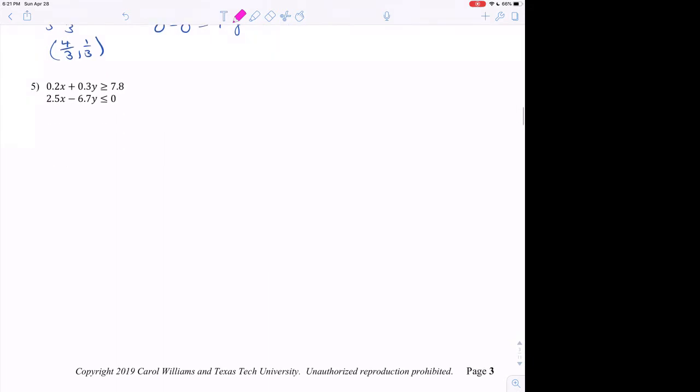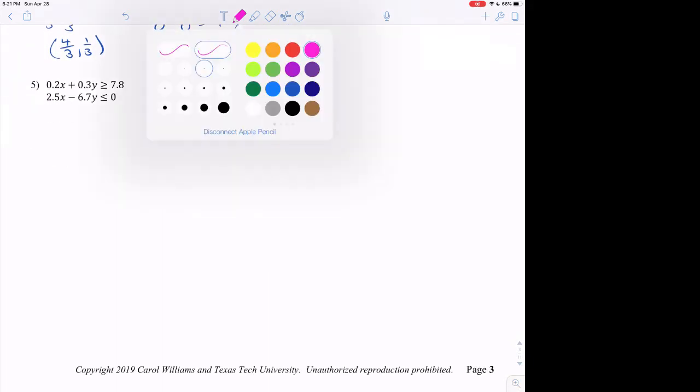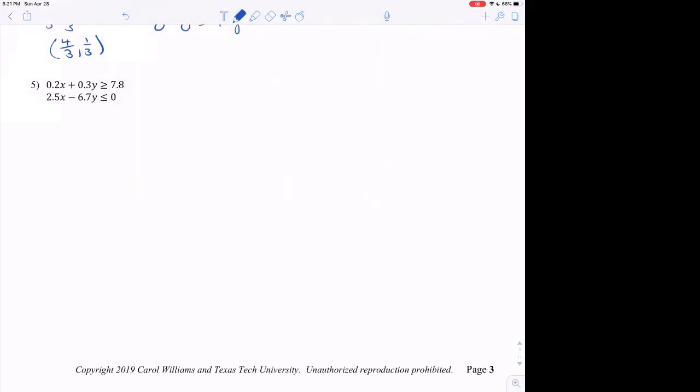Now, for this example, you're going to use your calculator. Now, in order to use your calculator, you have to solve for y. Now, here's the other thing. If you use your calculator on the test, you have to draw your graph on your paper. And you have to tell me your intersection on your paper. All right? So, in order to use your calculator, you have to solve for y.